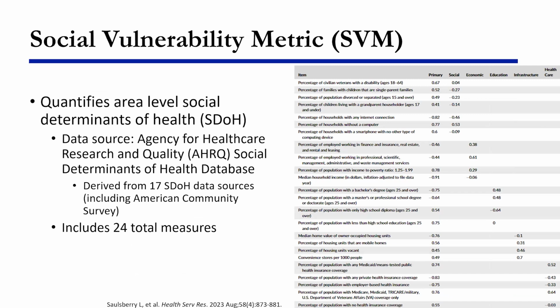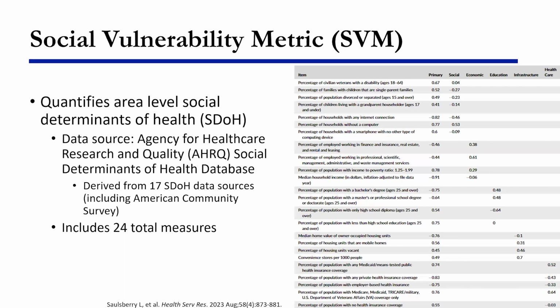It actually is designed to quantify levels of social determinants of health, so a little bit of a broader look, I would say. They get their data from the AHRQ Social Determinants of Health database, which includes a lot of other publicly available data sources, including the American Community Survey that is used for SDI. And they actually have 24 total measures.